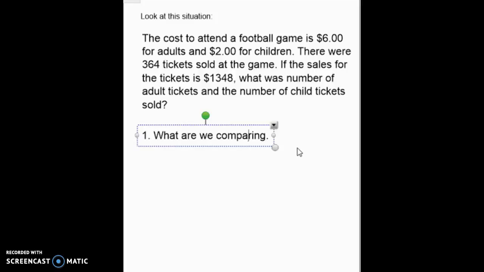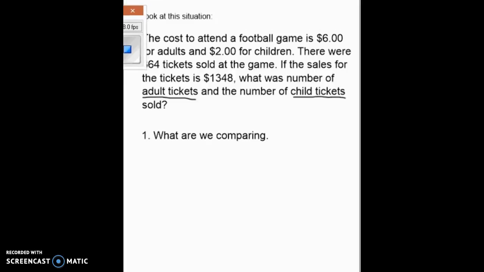If we look back into our original problem, it says, what was the number of adult tickets? So adult tickets is one thing we are comparing. And the number of child tickets. So we're comparing these two. How many did we buy of each one? So you can go back to your question and label that X and Y.